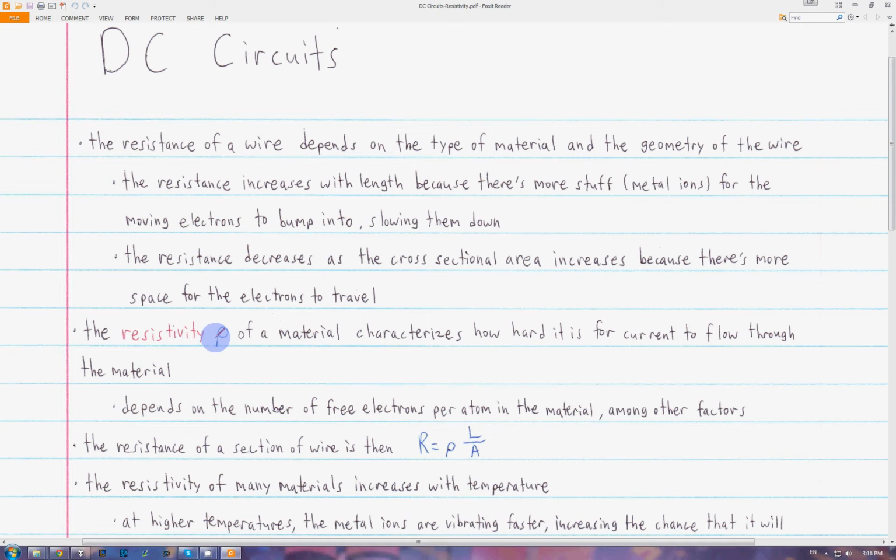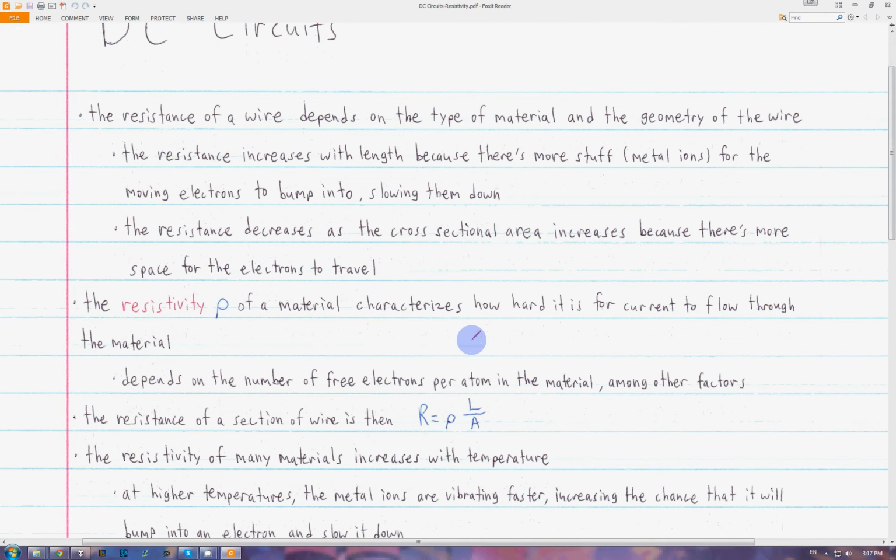And the resistivity of a material characterizes how hard it is for current to flow through that material. So it has a set value for each different material, so you can look it up in a table. And the resistivity of a material basically depends on how many free electrons per atom the material has. Because if there are more free electrons, then current can flow easily, because free electrons are what make up the current.